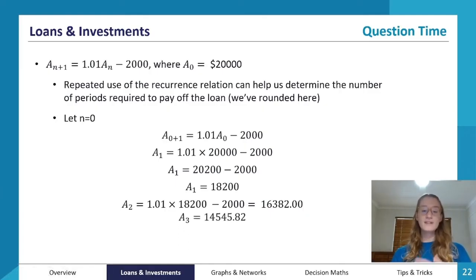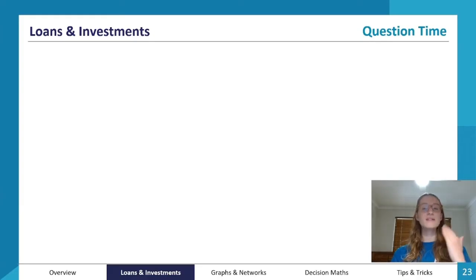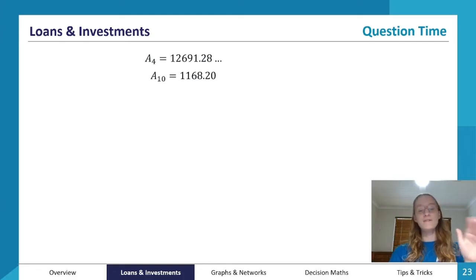And then we're going to do the same. So after 3 months, there's $14,545 left owing on our loan. And then as we continue after 4 months, we've worked out all the way to 10 months, we've just skipped over the working out. So after 5 months, 6 months, 7 months, 8 months, and now we're up to 10 months. So after 10 months, there is $1,168.20 left owing on their loan. That is awesome news. They've almost paid it off.